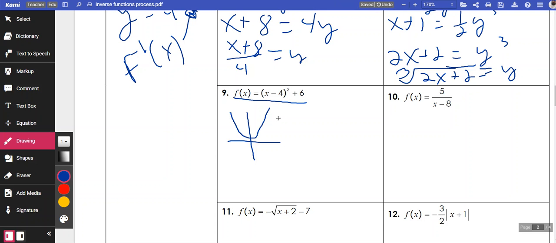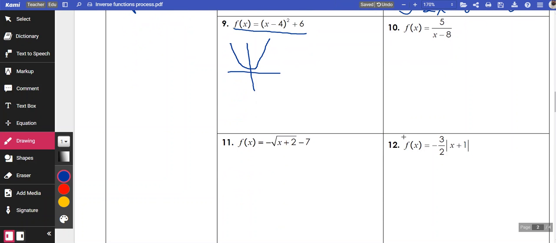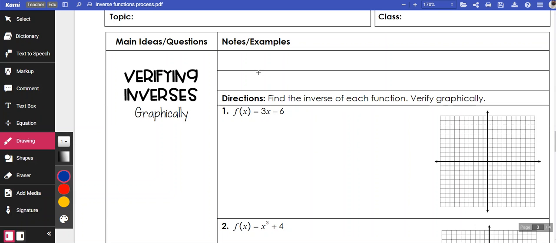Okay, so what I want you to do is take some time. Pause the video, do a couple of the examples, and I'll see you back here, and we'll talk about verifying inverses. Remember, you look for restrictions in the domain if there are any. So you can always use Desmos to graph it.